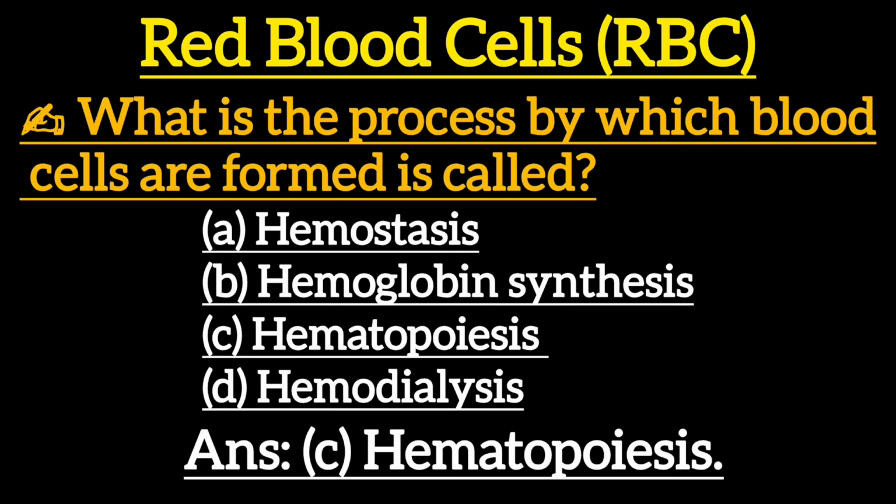Next one is what is the process by which blood cells are formed is called option A hemostasis, option B hemoglobin synthesis, option C hematopoiesis, option D hemodialysis. Correct answer is option C hematopoiesis.